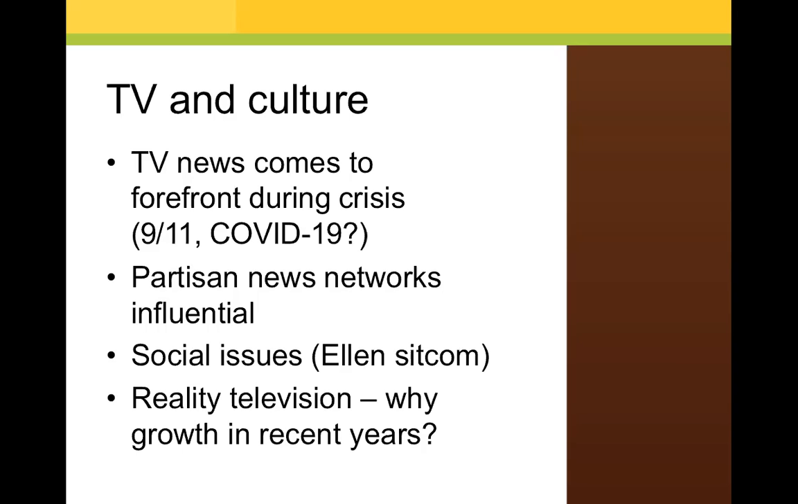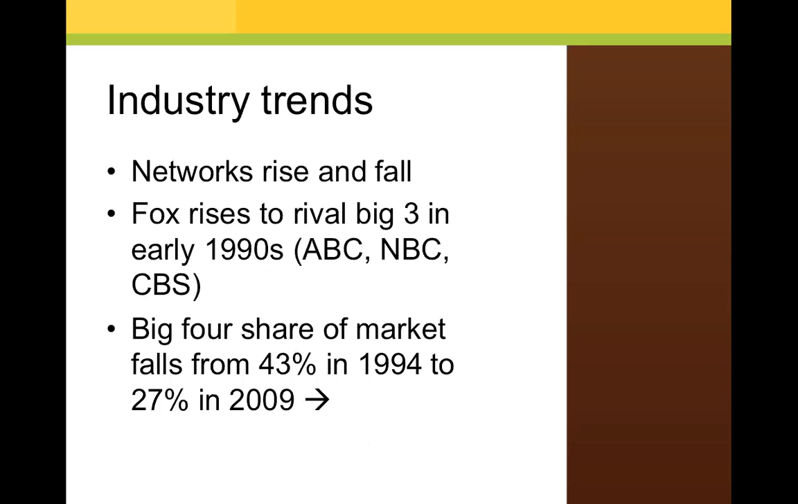And reality shows are cheaper to produce. The network's rise and fall is part of the issue of understanding television. In the 1950s and 60s, there were ABC, NBC, and CBS. In the early years of the 50s, there was also the DuMont network that didn't make it. But Fox came along to rival the big three in the early 1990s. And as they took some market share away, we started looking at what we call the big four.